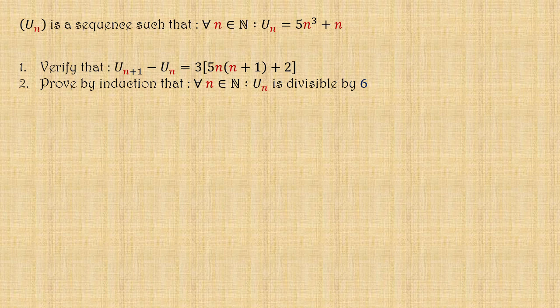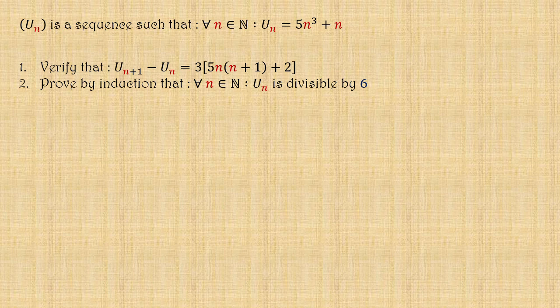We have the sequence u_n, which is defined by its general term, u_n equals 5 times n cubed plus n. At first, we're asked to make sure that the difference between any two successive terms, which is u_(n+1) minus u_n, equals 3 times (5 times n(n+1) plus 2). And then, to prove by induction that the term u_n is divisible by 6, whatever the value of the natural number n is.